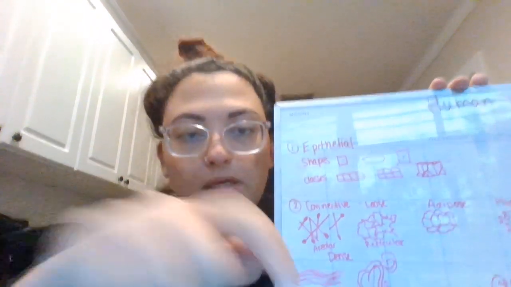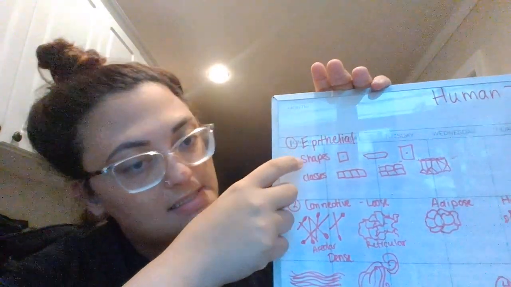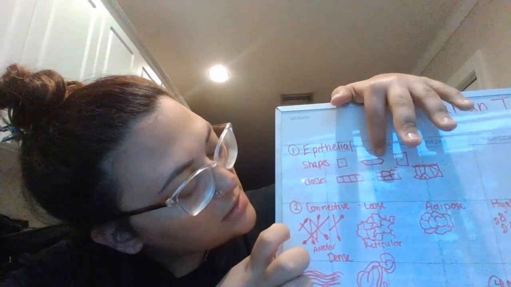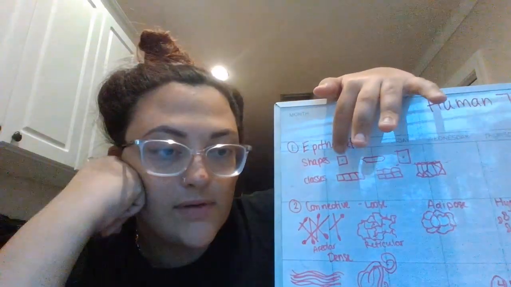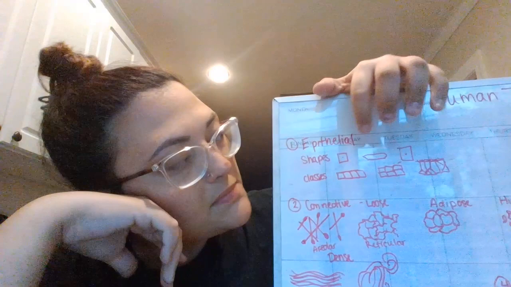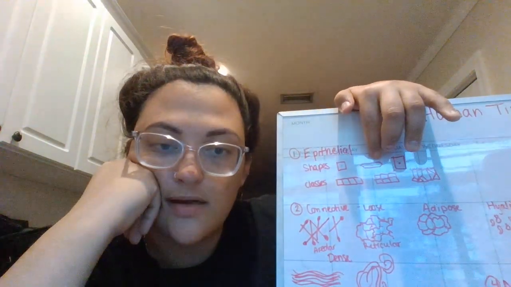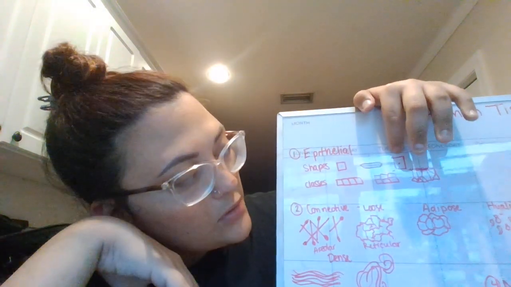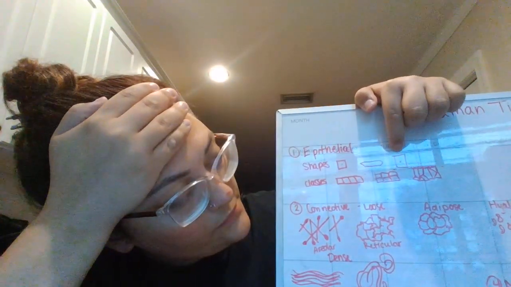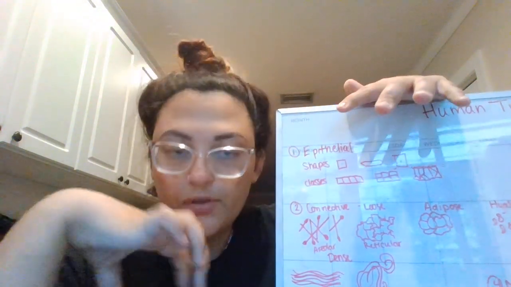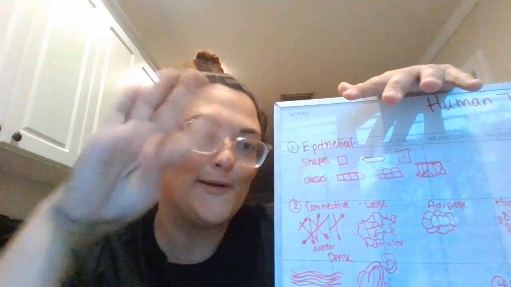epithelium tissue. First up, we see that there are different types of shape. Right here we have cuboidal, squamous, and columnar. Cuboidal you can remember because it looks like a cube. Squamous is typically flat. And columnar, they're basically giant columns. It's like cuboidal, but not, because they're longer.